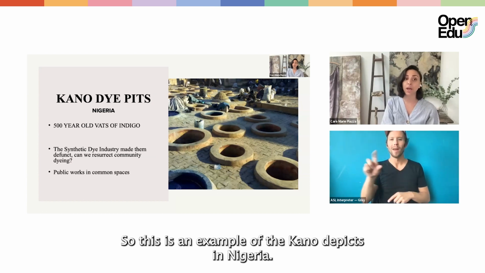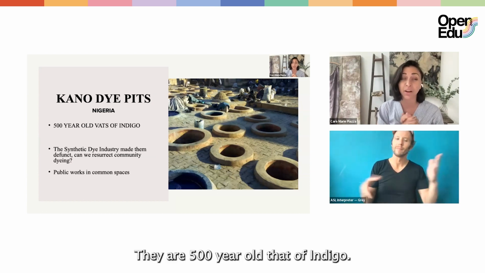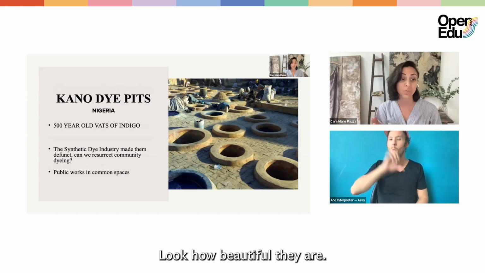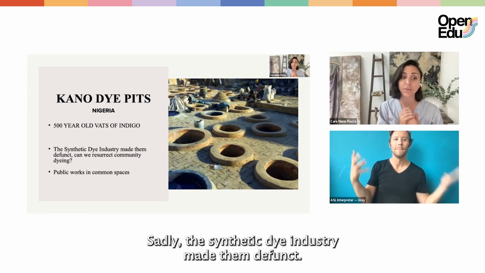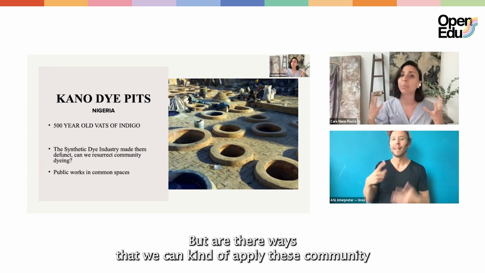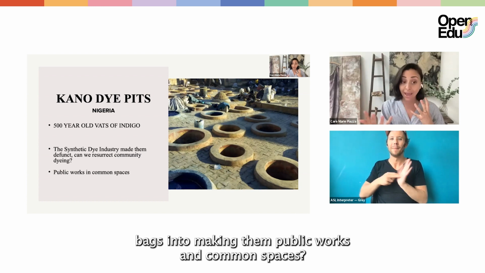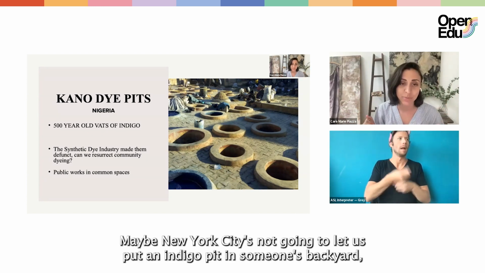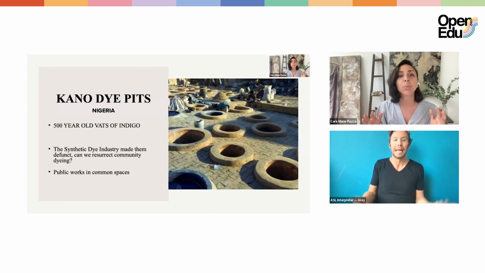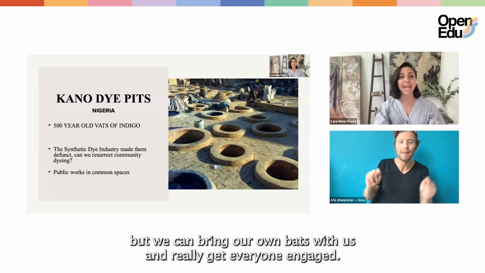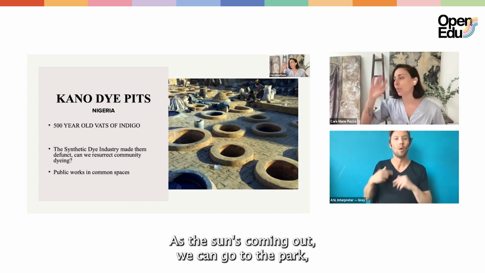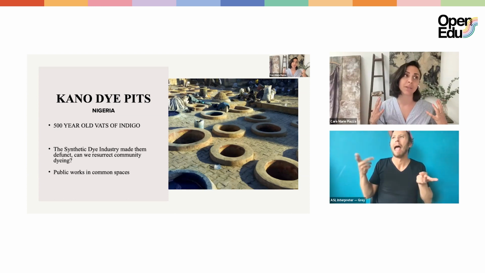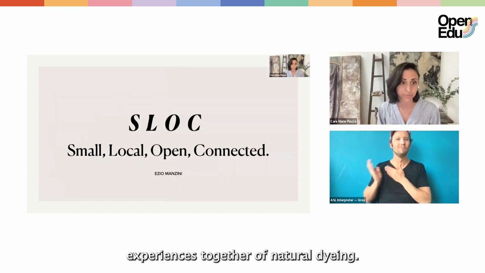So this is an example of the Kano dye pits in Nigeria. They are 500-year-old vats of indigo. Look how beautiful they are. Sadly, the synthetic dye industry made them defunct, but are there ways that we can apply these community baths into making them public works and common spaces? Maybe New York City is not going to let us put an indigo pit in someone's backyard, but we can bring our own vats with us and really get everyone engaged. As the sun's coming out, we can go to the park, get people talking around how we can create these beautiful experiences together of natural dyeing.